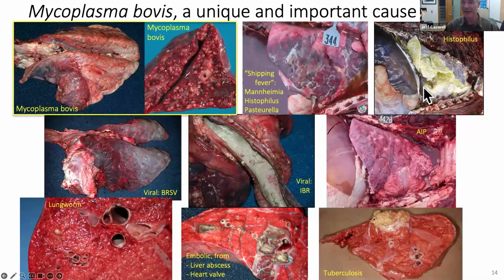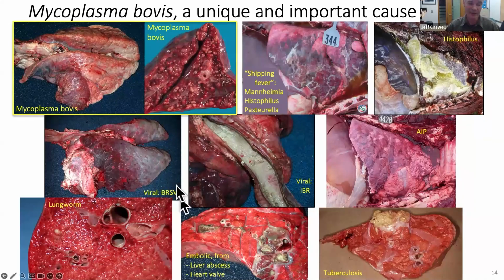Histophilus somni, a disease mainly seen in feedlots. That bug can cause shipping fever pneumonia, but can also cause this inflammation on the outer surface of the lungs. So fluid fills up the space within the chest cavity between the lung and the body wall. So another common cause of respiratory disease in feedlot cattle.